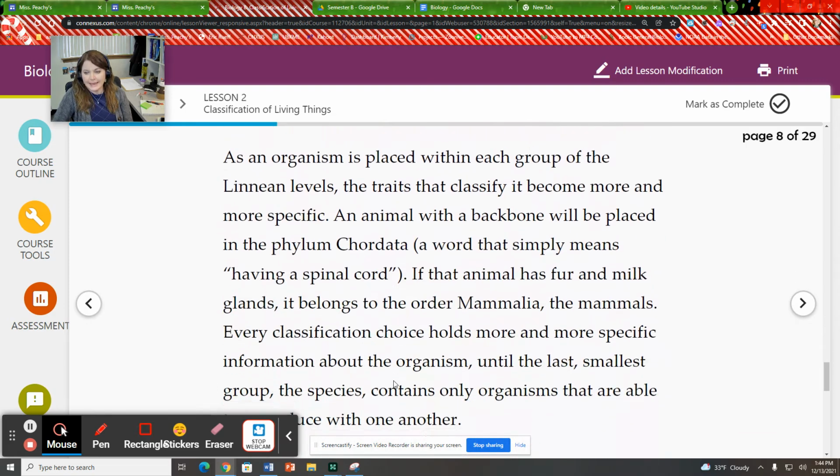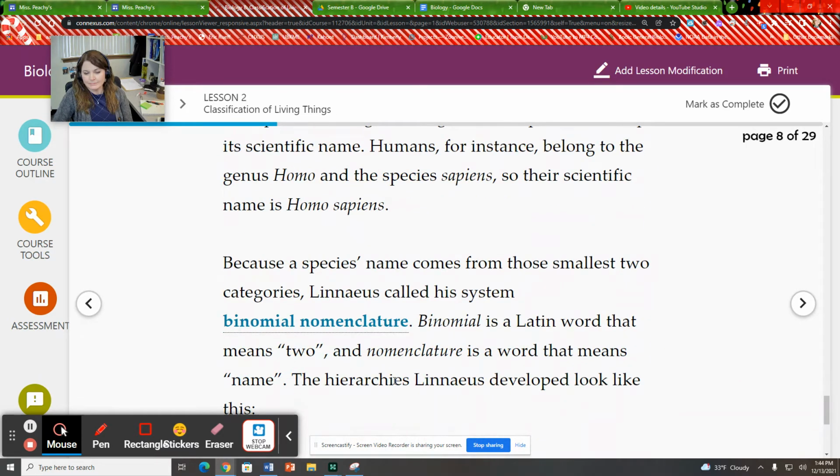It does talk at the end of this particular slide about something called binomial nomenclature. And this has been used since the Linnaean system was introduced, and it's still used in modern times. Every species of living thing on Earth has a two-part name. That's called binomial nomenclature, two names, right? And that is the genus and the species, and that identifies that particular organism.